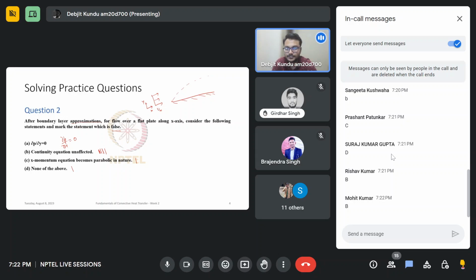So this is question number 2 of today's session, which is asking us that after boundary layer approximations for flow over a flat plate along x-axis, consider the following statements and mark the statement which is false, incorrect. So is it option A, dou p dou y equal to 0, option B, continuity equation unaffected, which got one more response, option C, which is saying x momentum equation becomes parabolic in nature, or option D, none of the above.